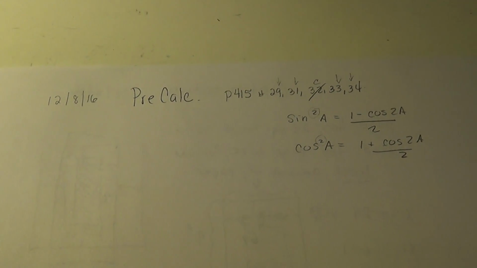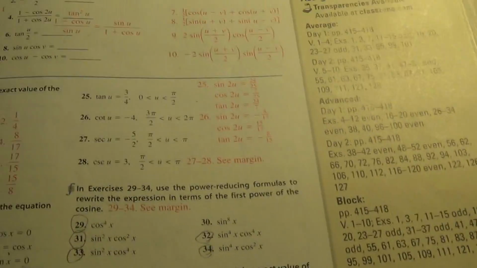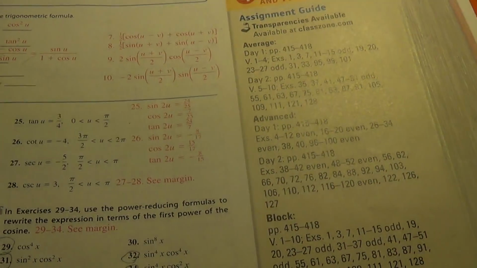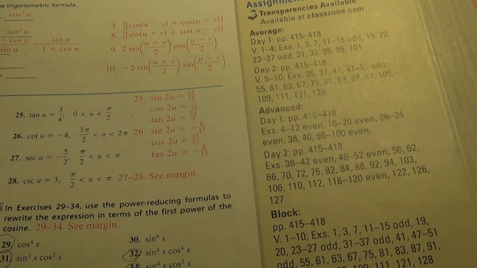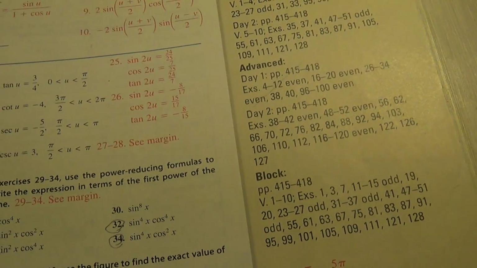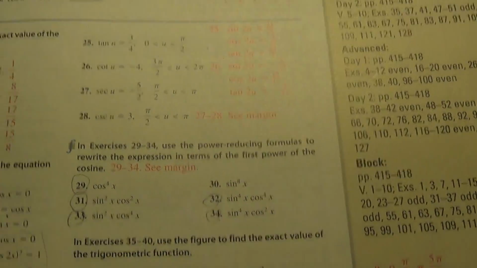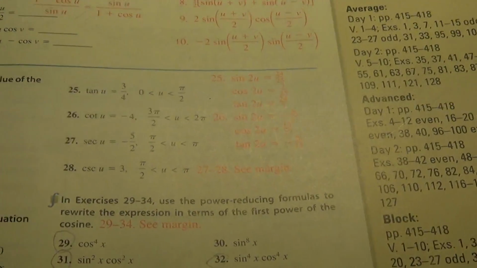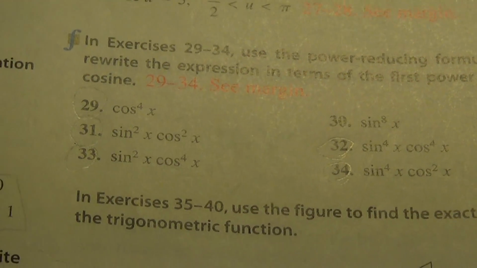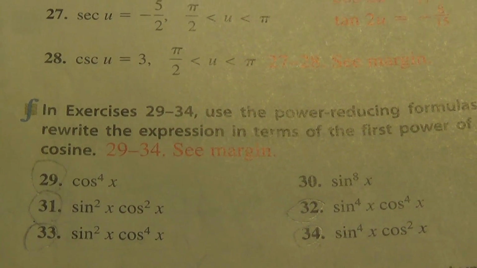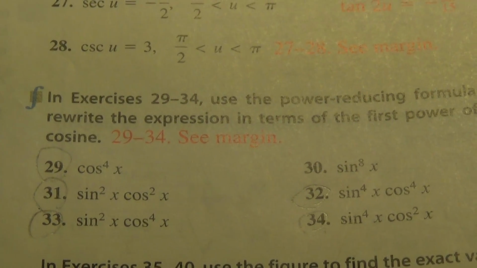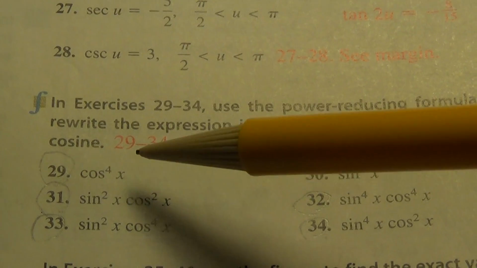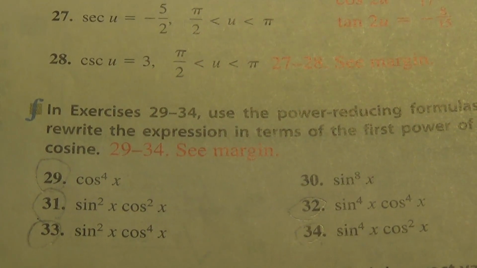Now here are the problems. I have circled them. Trying to get the lighting halfway decent here. All right, that's better, I guess. So as I said, 32 we did in class. So that leaves 29, 31, 33, and 34.